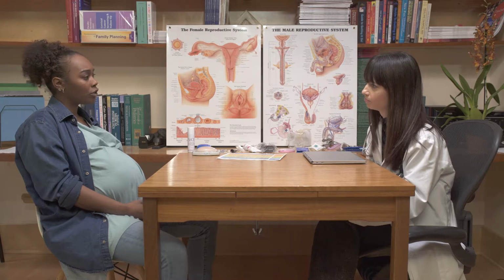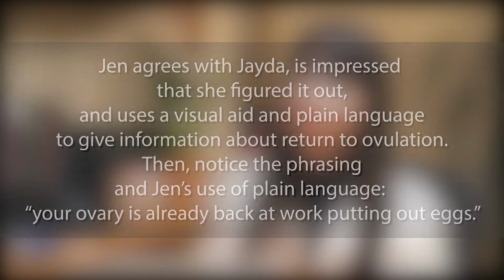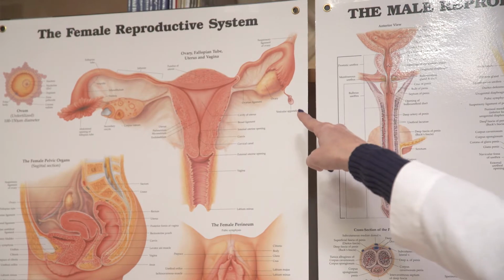So you're saying that nursing won't protect me once I get my period again? Jen agrees with Jayda, is impressed that she figured it out, and uses a visual aid in plain language to give information about return to ovulation. Then, notice the phrasing and Jen's use of plain language. Your ovary is already back at work putting out eggs. That's exactly right. So breastfeeding is telling your body that the ovary shouldn't release an egg.